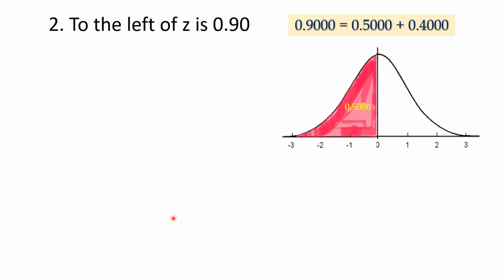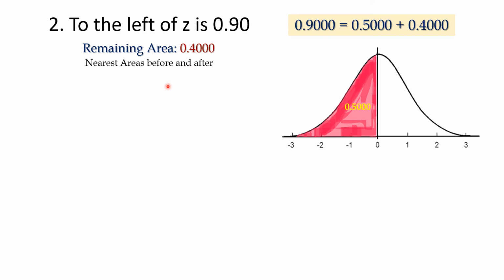Then, given this data, we're now going to shade the part for 0.5000, since the 0.5000 represents the half of the curve. Since the problem is to the left of z is 0.90, then the shaded part or the half must be on the left. So this is now the figure. We already shaded the half on the left of the curve, and then we must look for the z value near the area 0.4000. So the remaining area is 0.4000.